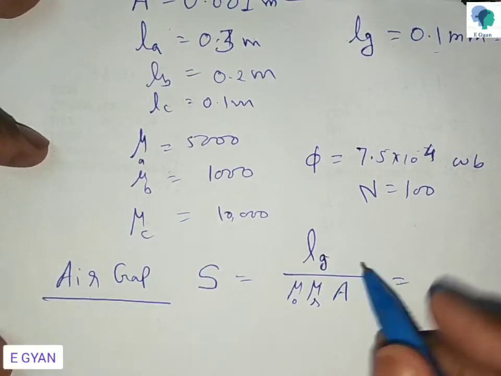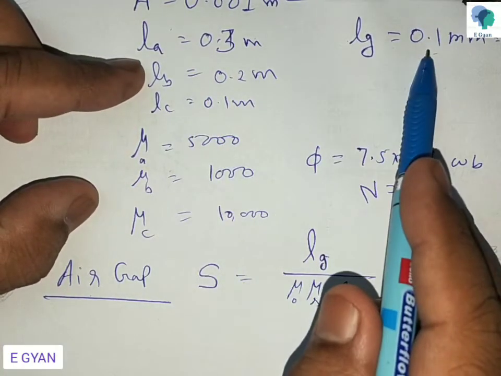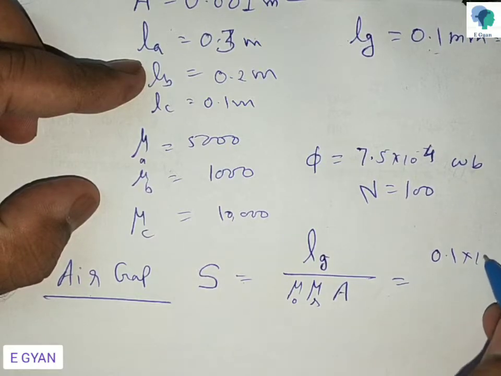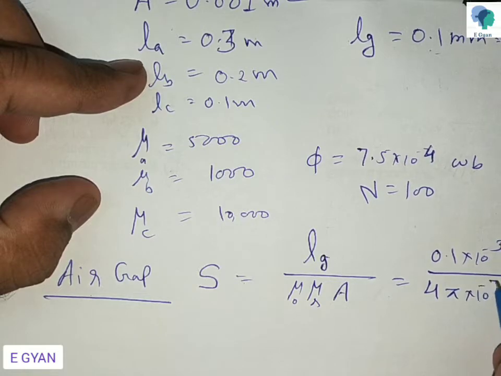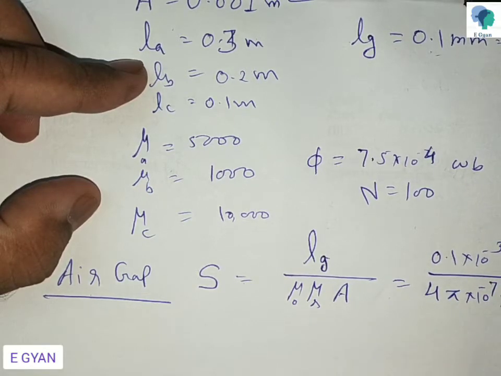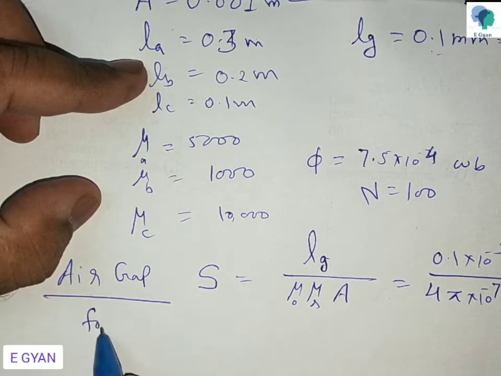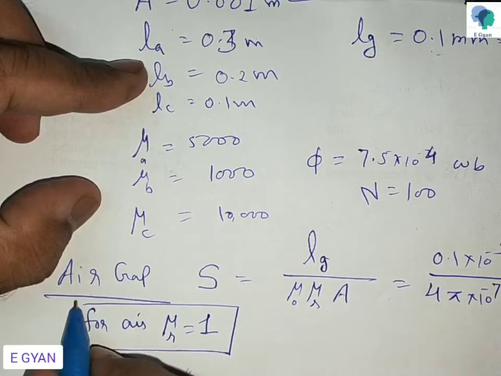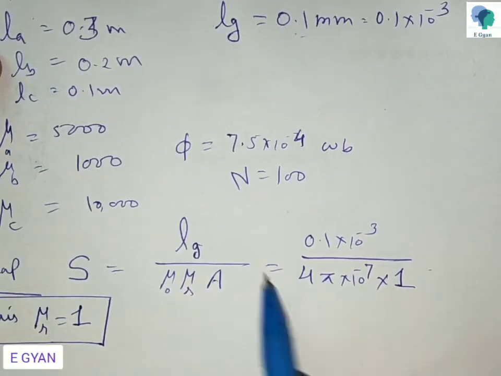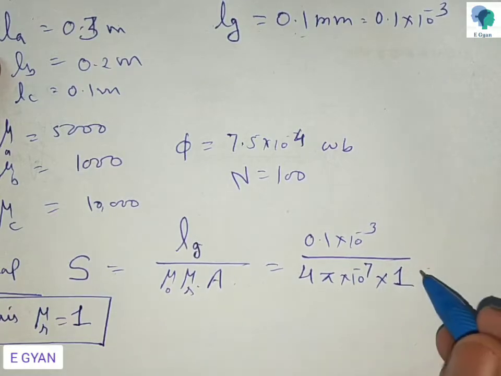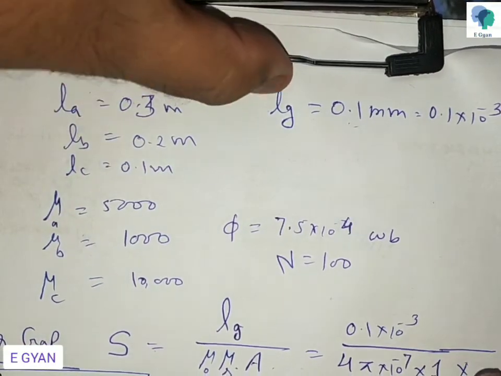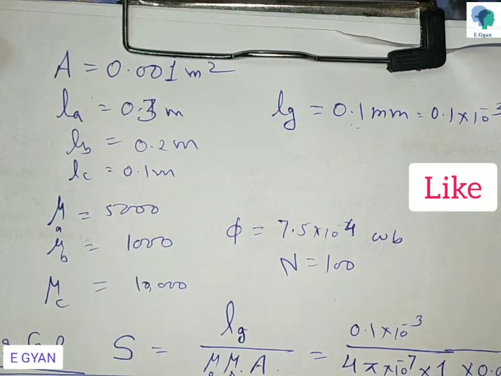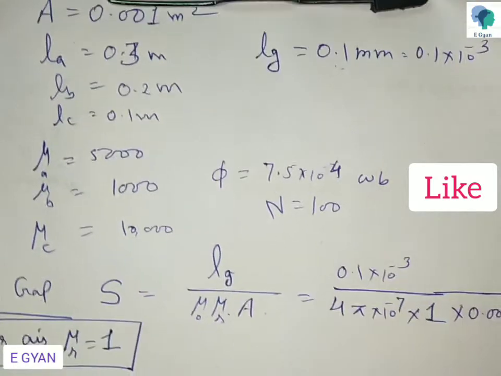So Lg, what is Lg? Lg is given 0.1 mm, so 0.1 into 10 to the power minus 3 meter. Mu 0, we know mu 0 as 4π into 10 to the power minus 7. Mu r, so mu r for air is 1. We know that for air mu r is equal to 1. So we have taken this mu r as 1. Now area is same everywhere, it is given in the question. Area is 0.001 meter square, so we are putting 0.001 meter square here.